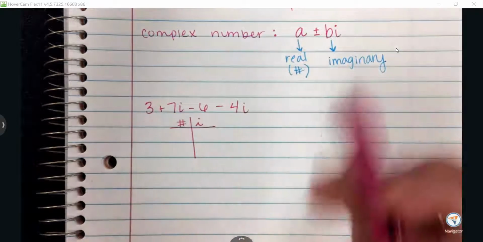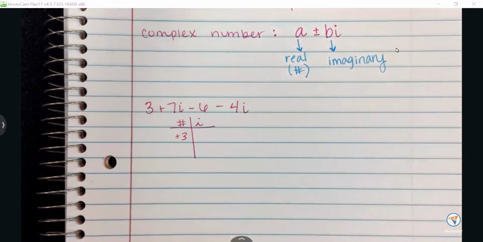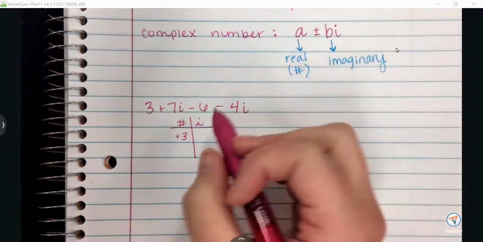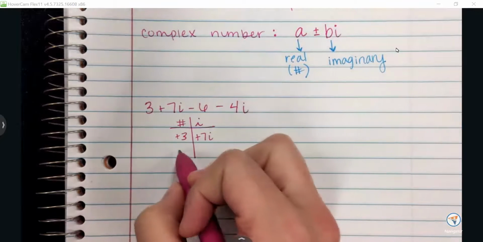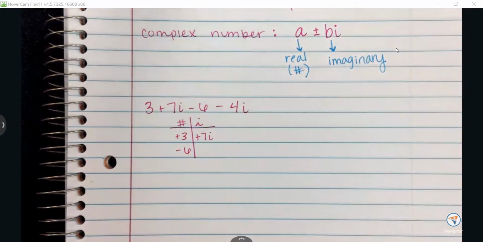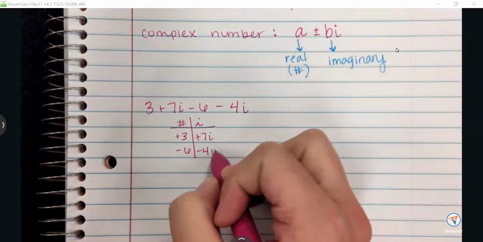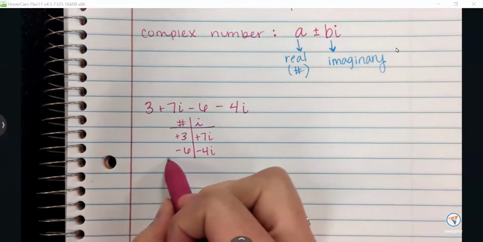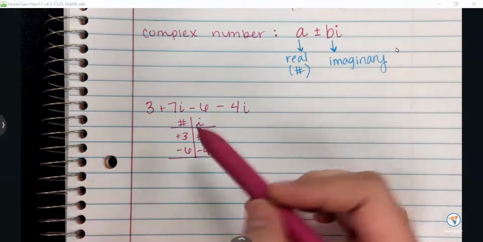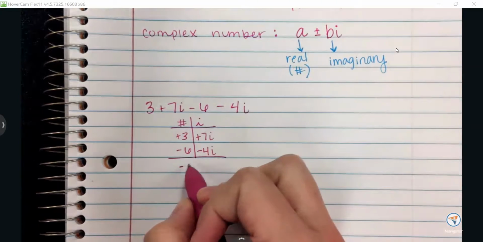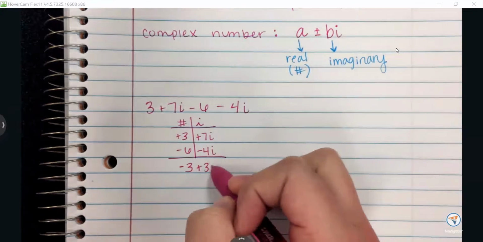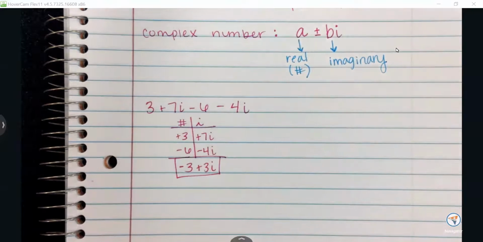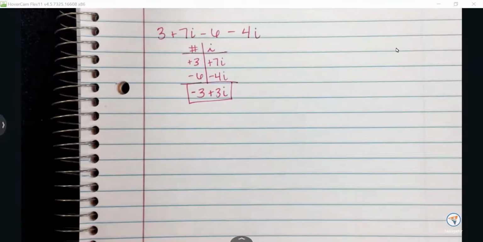So 3 is just a number. So I have a positive 3. Positive 7i, well, that's an I, so positive 7i. Negative 6 is just a number. And negative 4i is an I. So now all we have to do is combine each side. So what's positive 3 minus 6? Negative 3. What is positive 7i minus 4i? Positive 3i. And there's my answer in order. It's an easy way to keep it organized.